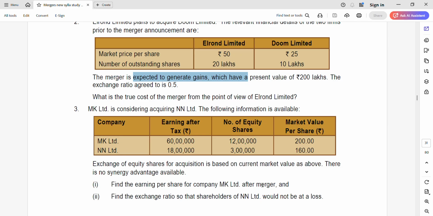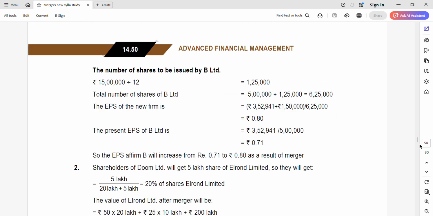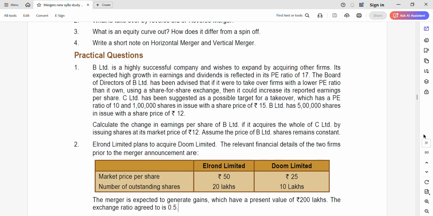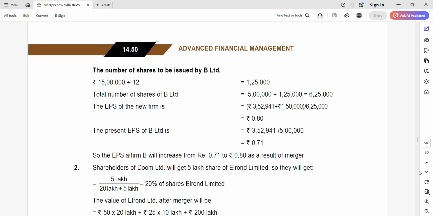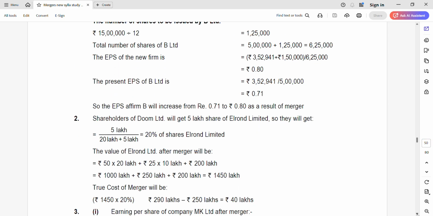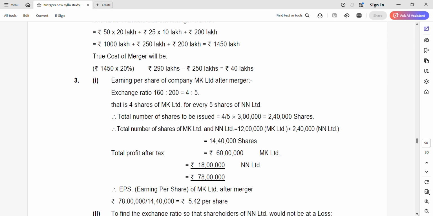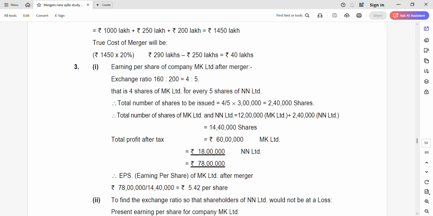That is also more important. Find the earnings per share for company MK after merger, and find the exchange ratio so that shareholders of NN Limited will not be at a loss. This is another good question, a lot of chances for 5 marks. If you see this question, the requirement is the exchange ratio, whereas in the previous question it was the true cost of merger.